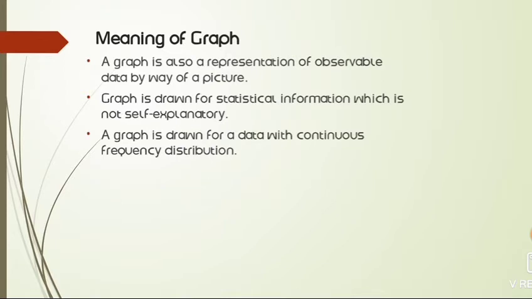Now here these graphs are drawn with continuous frequency distribution. It means that when you want to draw a graph, graphs are drawn with a continuous frequency. What is continuous? There is a certain class interval, certain ranges in the frequency distribution. That type of distribution is called a continuous frequency distribution, and there only we can plot a graph.